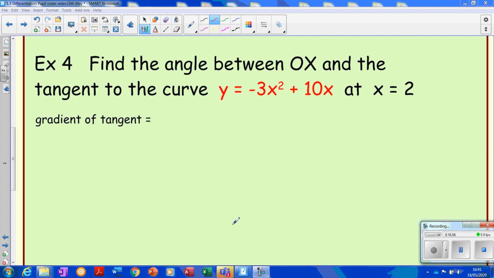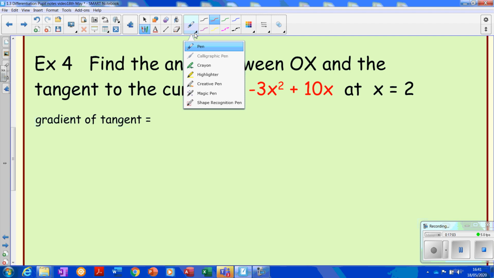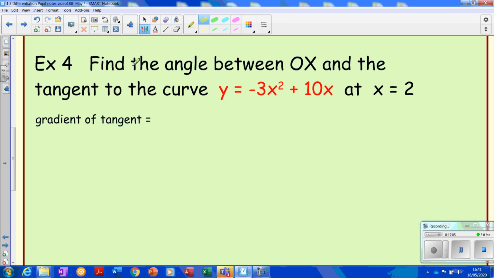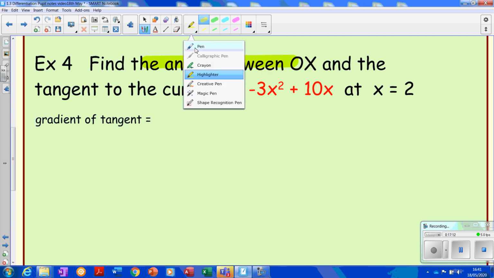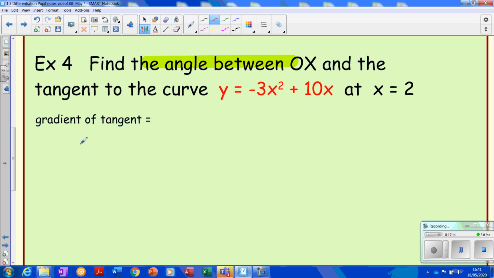Okay, last example, we've got to find the angle between OX and the tangent to the curve at the point x equals 2. Right, now you haven't seen this for a wee while, but hopefully you'll remember, as soon as you hear something about the angle between OX and the positive direction of the x-axis, what's that talking about? It's talking about tan theta. So it's telling us that the gradient of the tangent is equal to tan theta. Okay. Right, so gradient of the tangent we know is m, and it's equal to dy by dx.